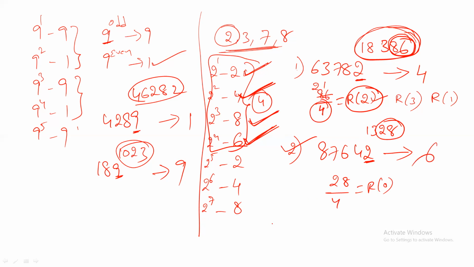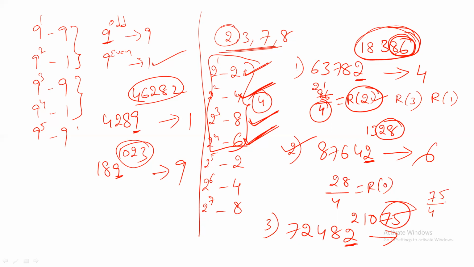Now finally, I will ask you one question. Let's consider 72482 to the power 75. Can you try to tell the answer for this question? Here the number ends with 2. What do you need to do? Take the last two digits of the power: 75. 75 divided by 4.